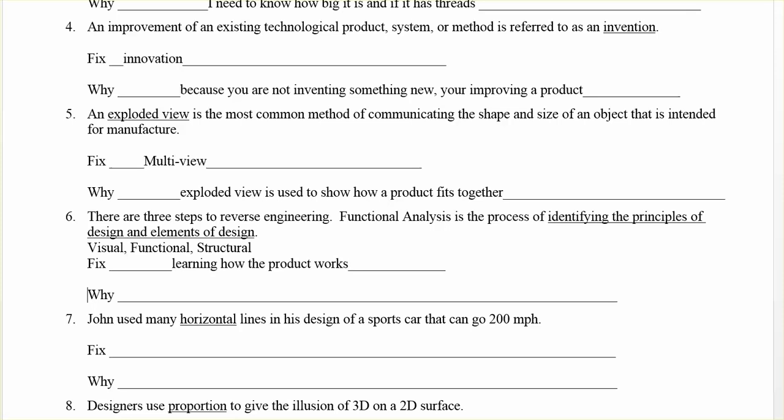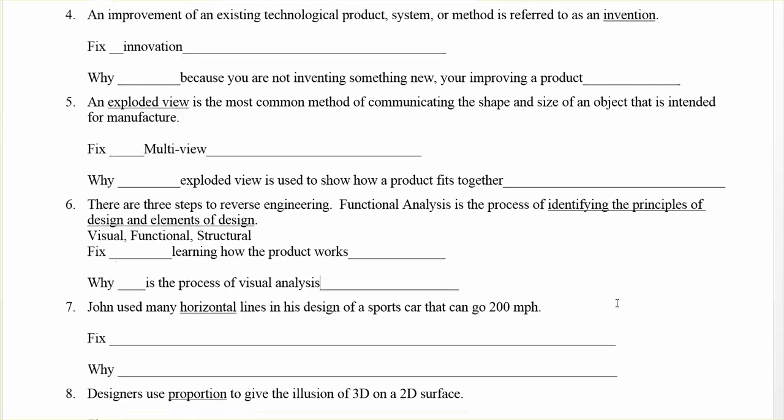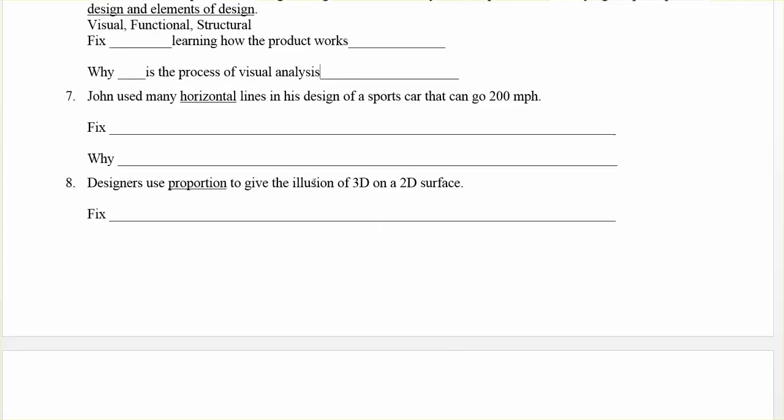And the reason why, I would say, is the principles and elements of design is the process of visual analysis. John used many horizontal lines in his design of a sports car that can go 200 miles per hour. So this is talking about that visual, where we're talking about the elements of design and principles of design. Horizontal lines didn't show us movement, and that's what we're trying to say here.